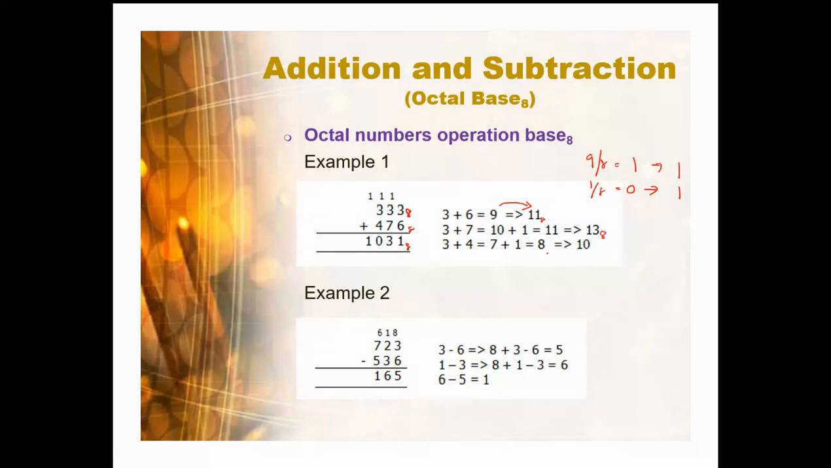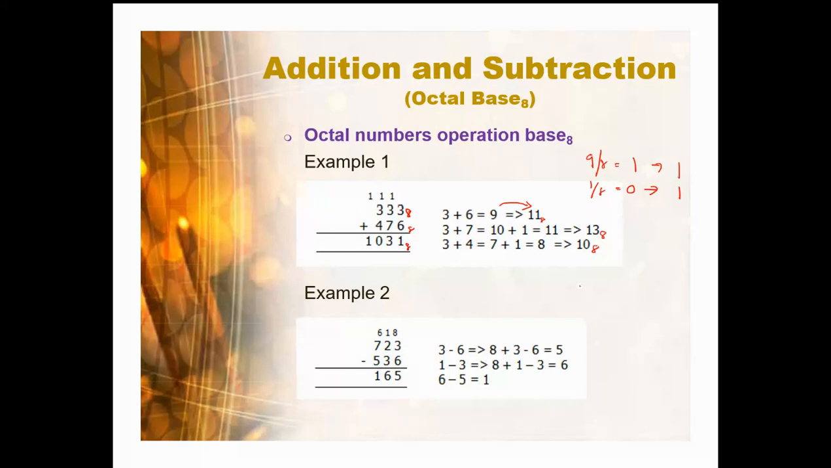Base 8 adalah 1 kosong base 8. So kosong kat sini, 1 naik atas. So jawapan you 1031 base 8. So this is how you add in the octal number. So basically nilai dia dalam ni 0 hingga 7 je.